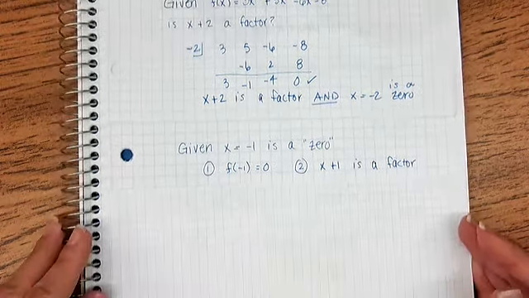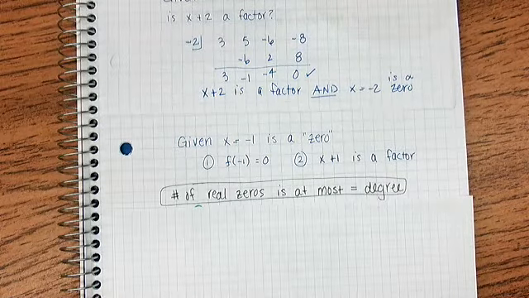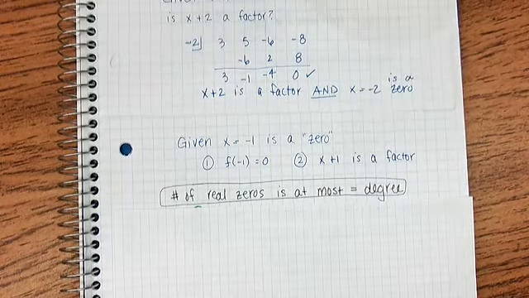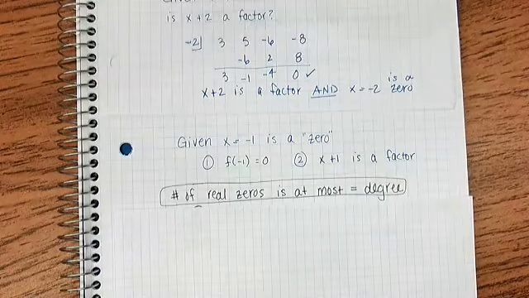Okay, there's a lot of information. So what happens when you don't have any zeros or factors to start with? The number of real zeros is at most equal to the degree.